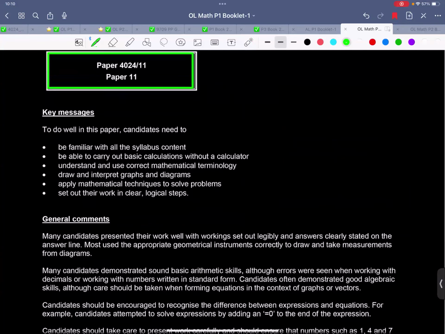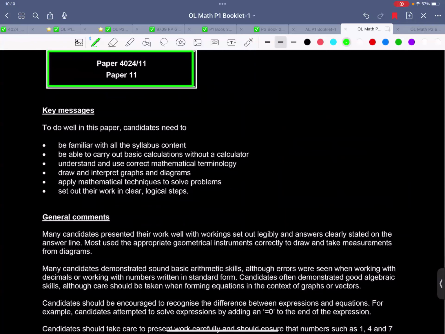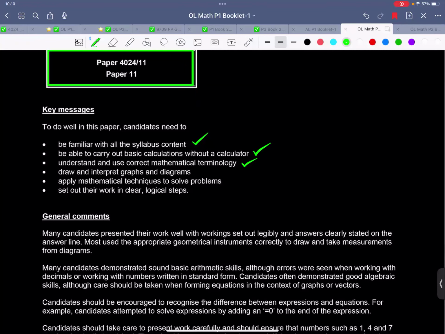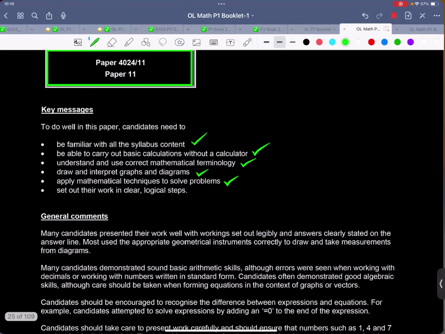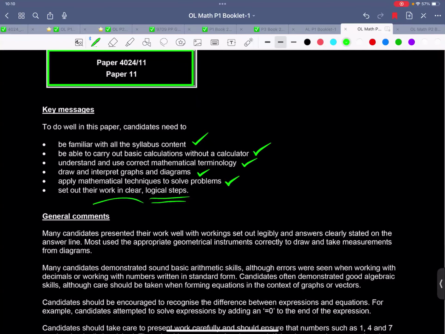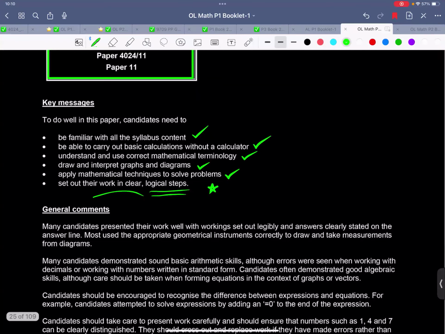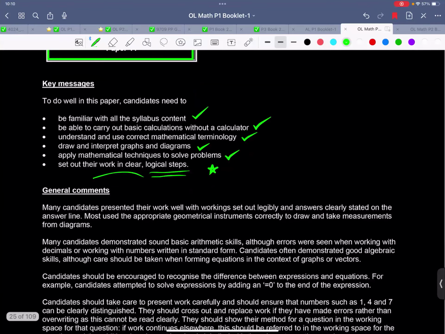Now, let's look at the examiner report. I think this is the most important part. To do well in this paper, candidates need to be familiar with all the subject content. That is very obvious. Be able to carry out basic calculations without the calculator, understand and use correct mathematical terminology, factorize, simplify, things like that. Draw and interpret graphs and diagrams, apply mathematical techniques to solve problems, set out their work in clear, logical steps. This is the most important thing. If this is there, everything else will fall under this category.